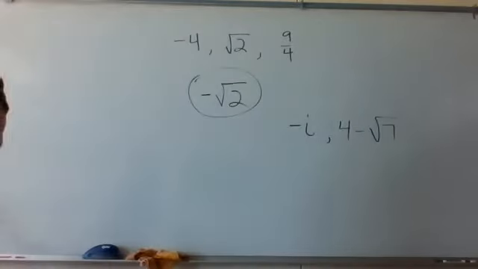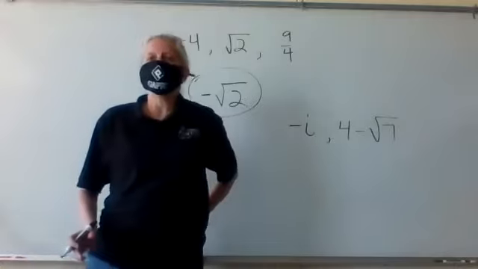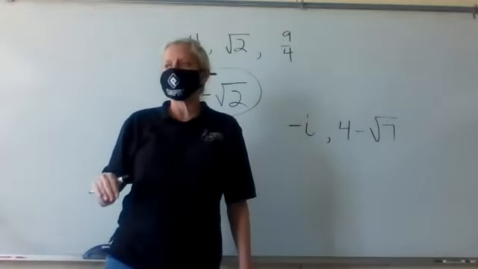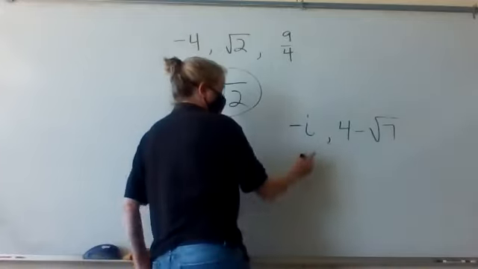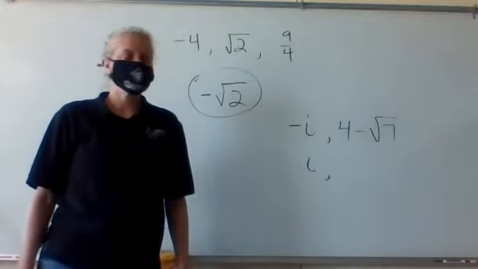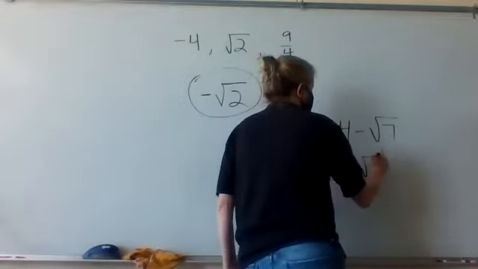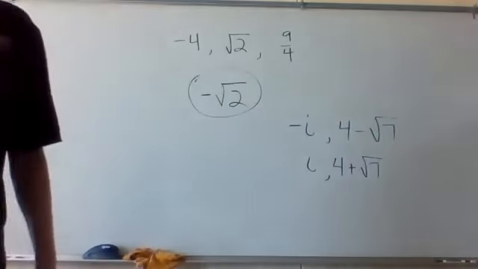So since one's an i and one has a radical like that, that means they're both going to also have their conjugates or their opposites as zeros. So if negative i is a 0, so is positive i. If 4 minus the square root of 7 is a 0, so is 4 plus the square root of 7. So those are your other two zeros.